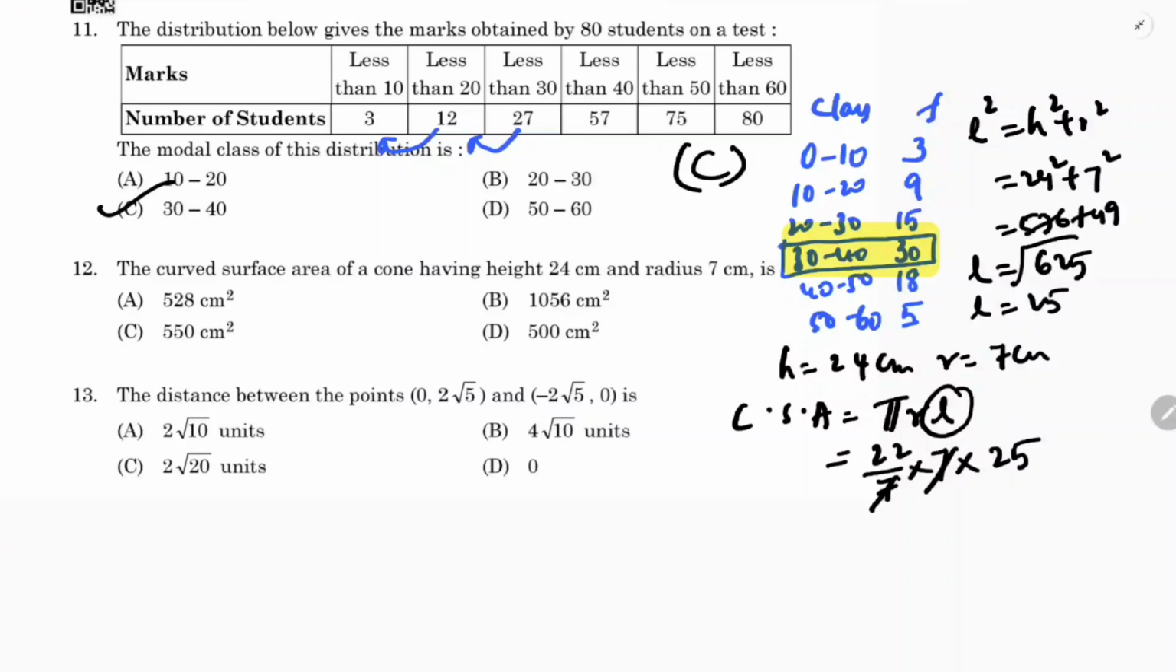7 cancels. So here 25 times 2 is 50. So 50 times 11 is 550. So the answer is 550 centimeter square. So the correct option is C.